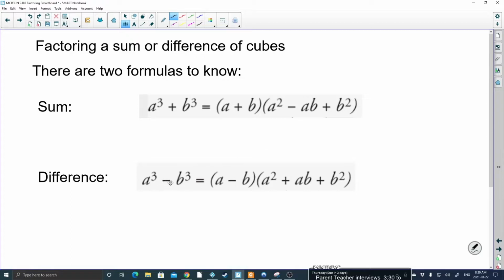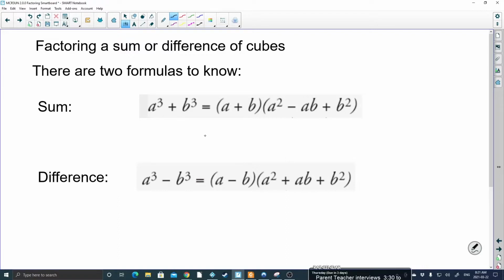For a difference, it's a subtraction between the two. So this is different from a difference of squares, which only has a difference. This works for both a sum and a difference. Okay, so a cubed minus b cubed is equal to a minus b, and I want you to notice there's a difference right away here. And then a squared plus ab plus b squared, and there's a difference right away here as well.